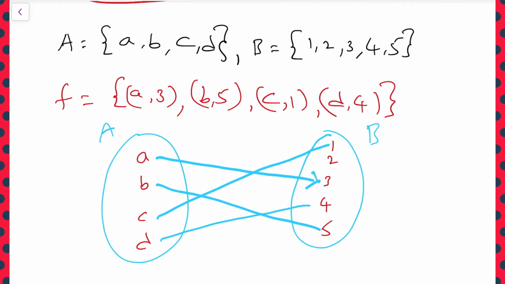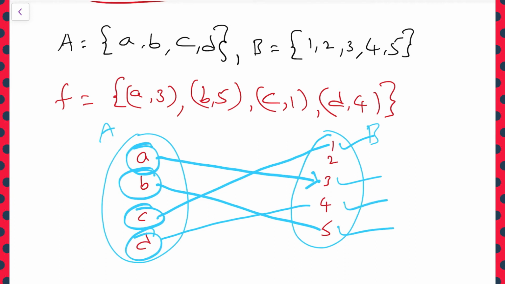Now, a is connected to only one image, b is connected to only one image, c is also connected to only one image, and d is also connected to only one image. a is connected to only image 3, b to only image 5, c to only image 1, and d to only image 4. Distinct elements of A have distinct images in B. So this is called a one-one function, nothing but injection. Let us take one more.